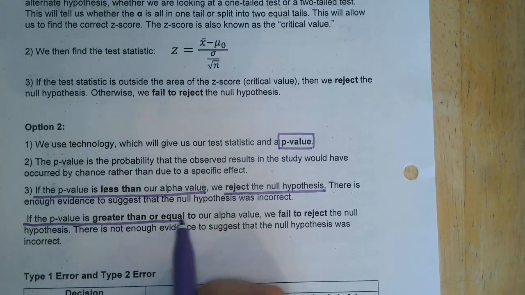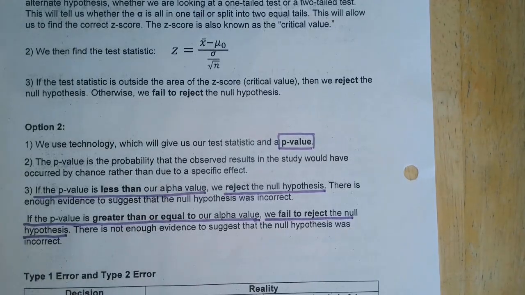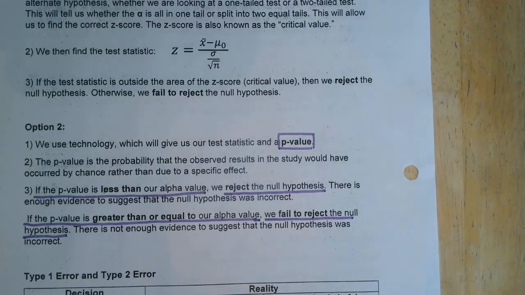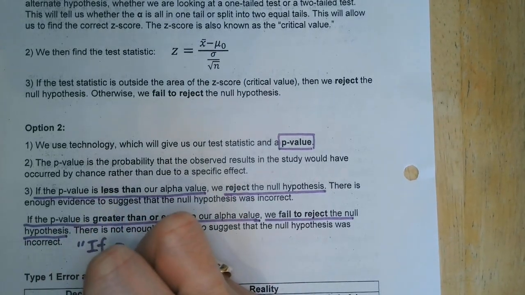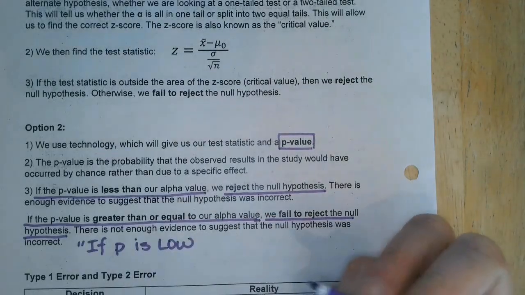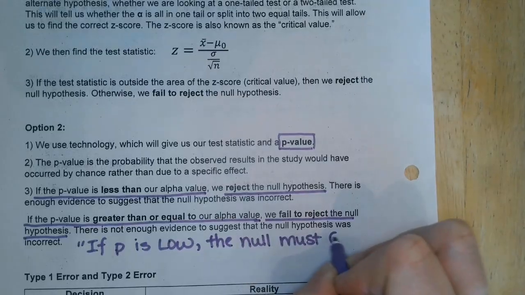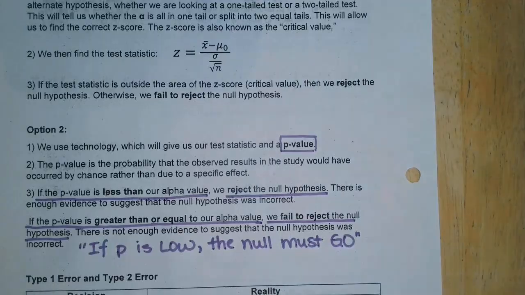If the p-value is greater than or equal to our alpha, we fail to reject the null. We say, no, there's still a pretty good chance that, with the population mean being 14 ounces, there's a little bit of variation. I could have happened to get a sample that had a sample mean of 13.8. Okay, there's a little saying that can help you remember: if p is low, meaning lower than alpha, the null must go, meaning we reject it. Okay, so if that helps you. If p is lower than alpha, then we have to reject the null.